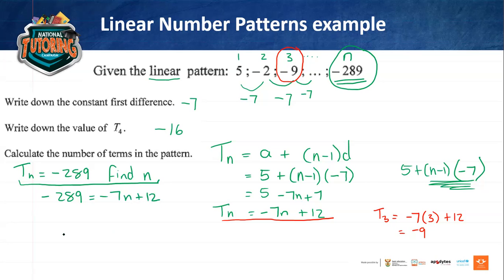And we've got a linear equation that we need to solve. So negative 289 minus 12, we get negative 301. And to get n by itself, we divide that by negative 7 to get 43. So this tells me that there are 43 terms in the pattern. And that is my final answer, 43 terms in this number pattern, since the last term is in the 43rd position and we've stopped there.